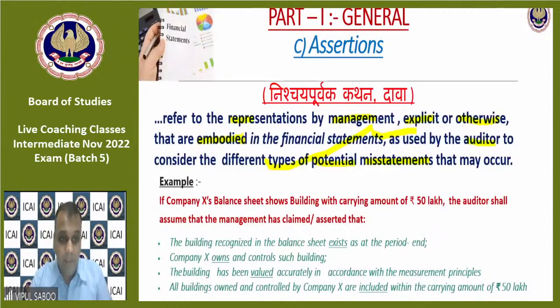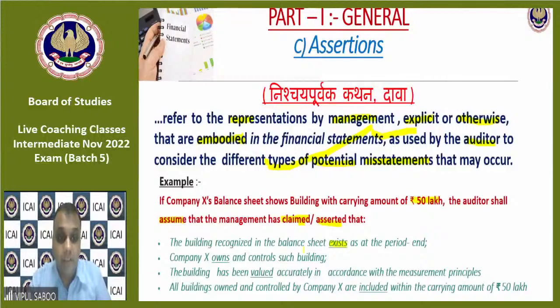So what is an assertion? Basically, for example, if company X's balance sheet shows a building with a carrying amount of rupees 50 lakhs. The carrying amount is 50 lakhs. What will the auditor infer? That the management has claimed or asserted, दावा करती है, that the building recognized in the balance sheet exists at the period end. If it is shown in the financial statement, it is there. It is not floating somewhere in the air or there is no building. I have to assume and I'll check for it.